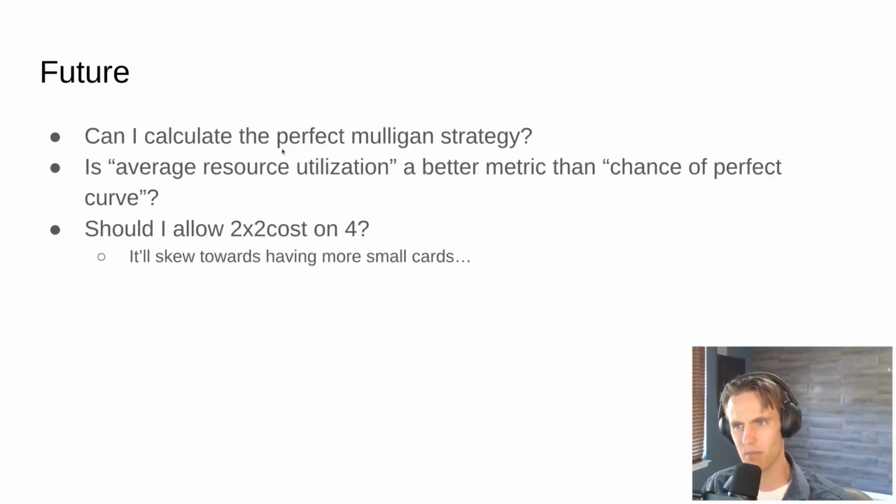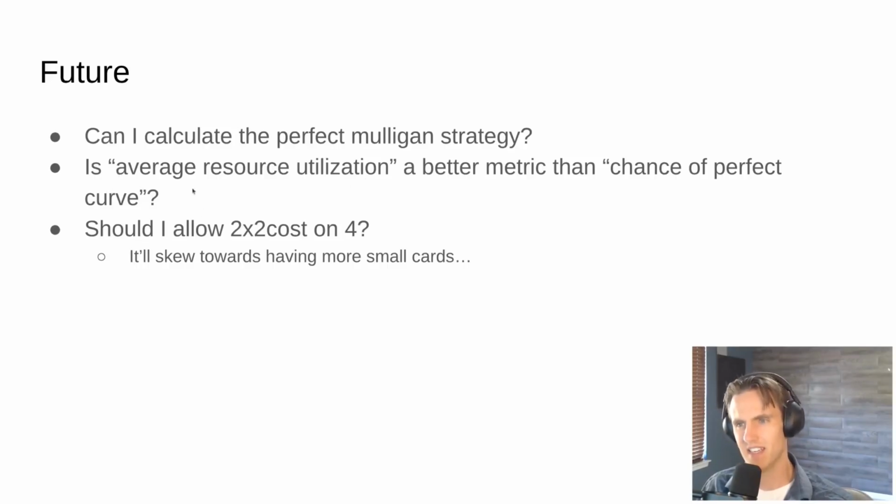I need to think more about this, but now that I know the chance, given a hand, that it will result in a perfect play: if the perfect play chance is 30%, and I have this hand that I know only has a 25% chance of making it to perfect play, then I probably should mulligan. But again, is perfect play really what we want? Maybe I should tackle that first before I start thinking about mulligan strategies. And like I said, is average resource utilization a better metric than chance of a perfect curve? Something I need to think more about, or if anyone has any ideas.